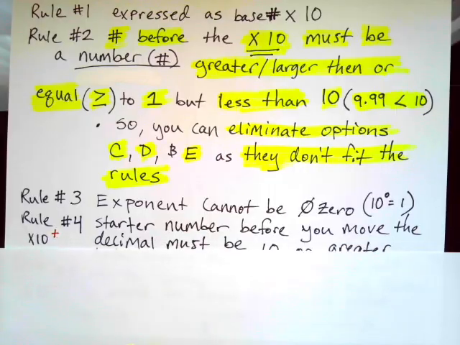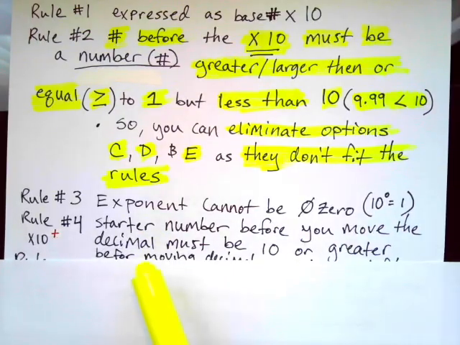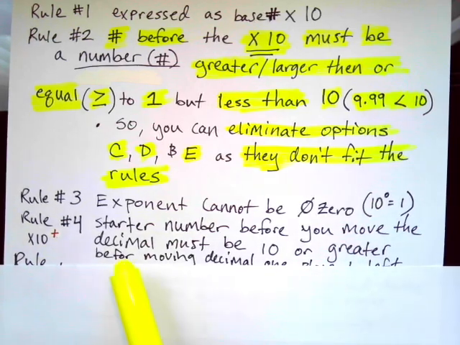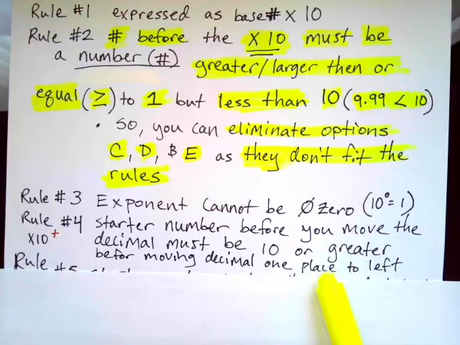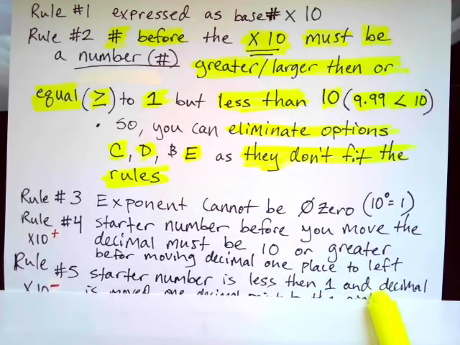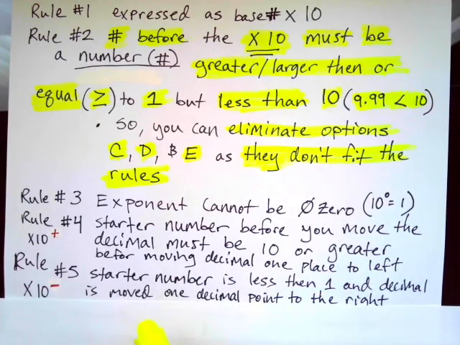Rule number 4. The starter number, that's the number between 1 and 10, before you move the decimal, must be 10 or greater. That will give you a positive exponential value. Moving the decimal one place to the left. And then rule 5, the starter number, if it's less than 1 and the decimal is moved 1 decimal point to the right, that'll give you a negative exponential value. So don't worry, we're going to go over these examples in the next video in part 2.